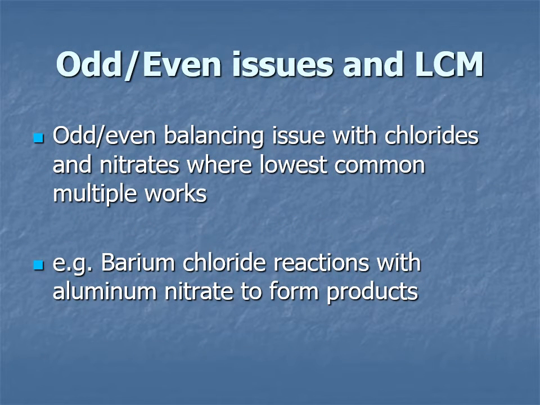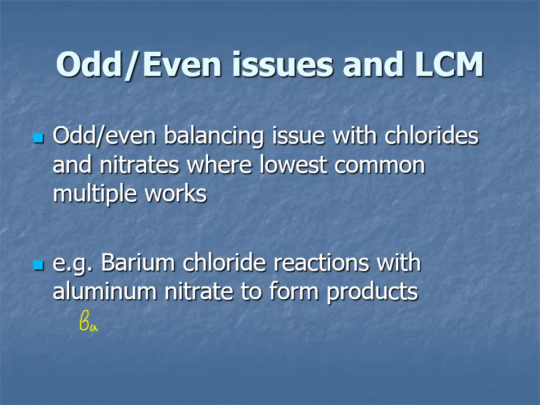Okay, sometimes we have odd-even issues. And so sometimes a common multiple will work. So let's check this out. We have barium chloride reacting with aluminum nitrate to form product. Okay, well, let's go ahead and write this down.